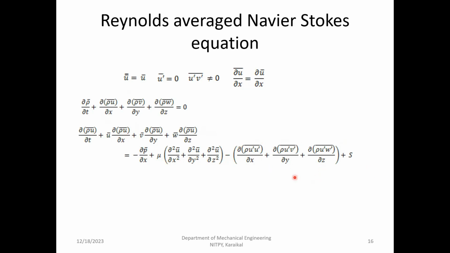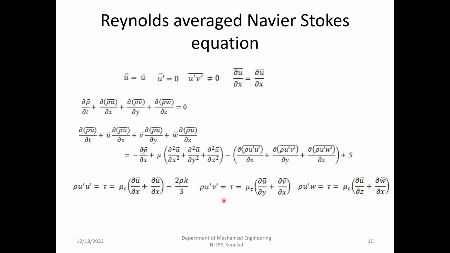Now this looks somewhat easier since I have reduced the number of terms, but still I don't know U prime, V prime, and W prime. So how to solve for it? Then Boussinesq came up with an approximation. He said that this U prime U prime into rho has the same unit as a stress. The units are the same, so we can say this is going to be equal to mu T times this term. Here mu T is not the viscosity of the fluid, but the viscosity of the turbulence.